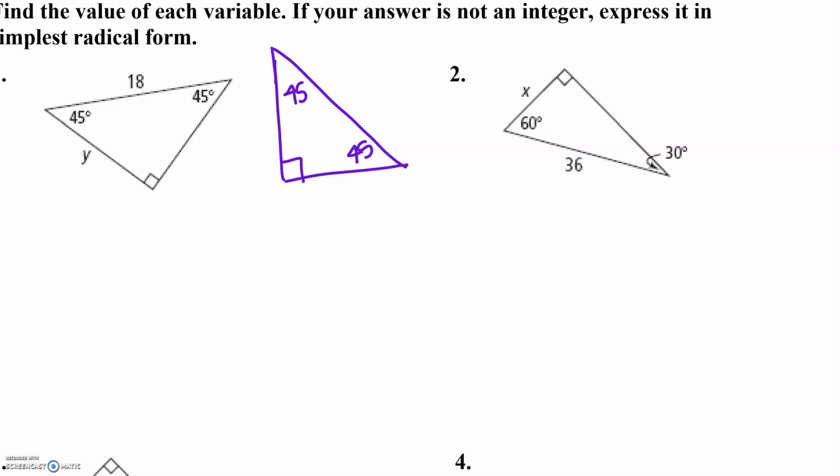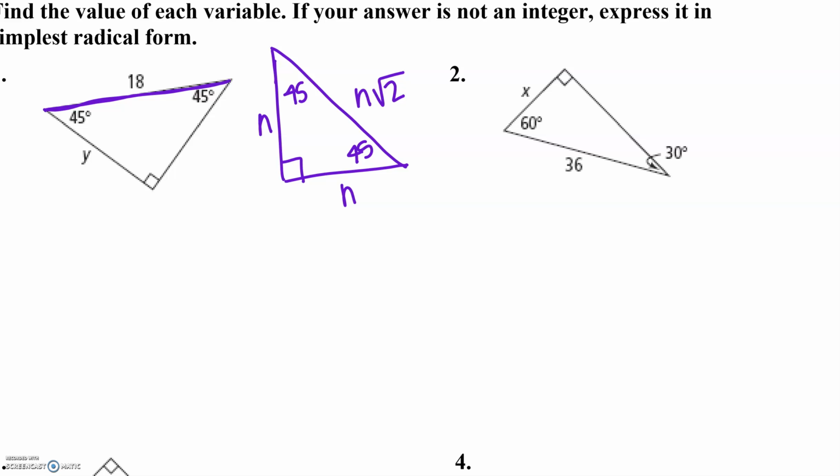In our notes, it tells us that 45, 45, 90 triangles have legs that are just going to be n. So they're congruent to each other. And then our hypotenuse is going to be n square roots of 2. So on this triangle right here, the side that it gives us is going to be this long side right here, which is our hypotenuse.